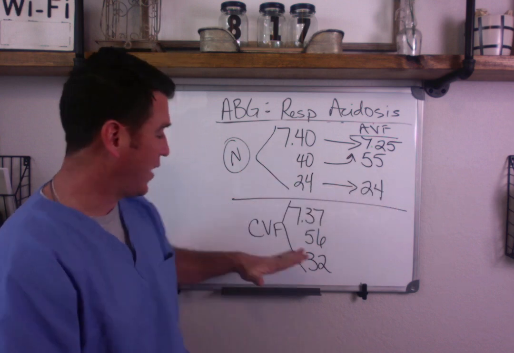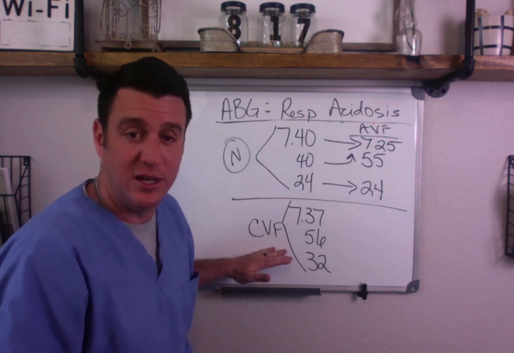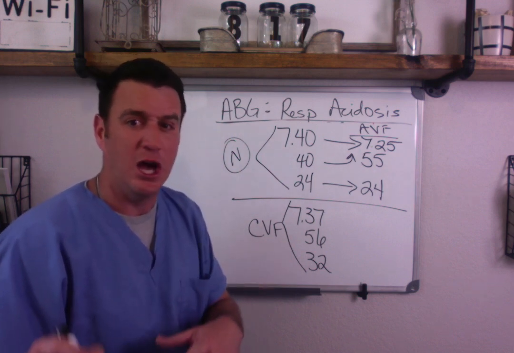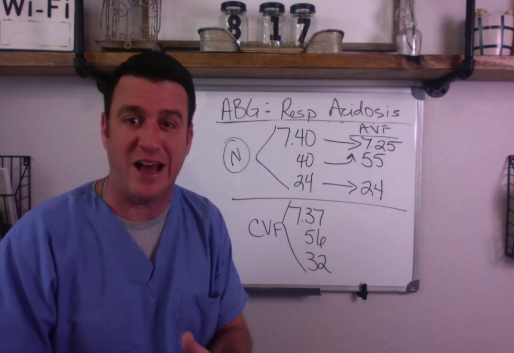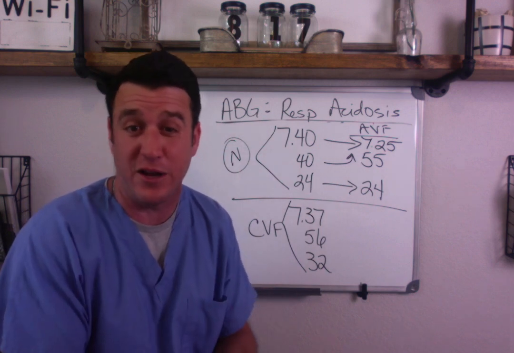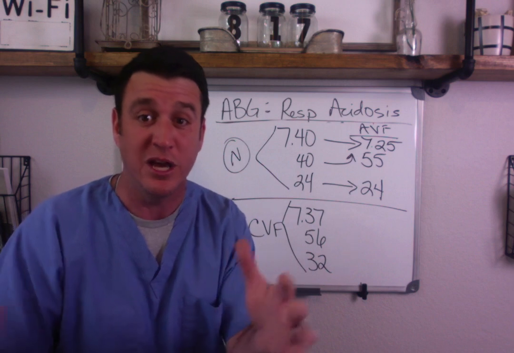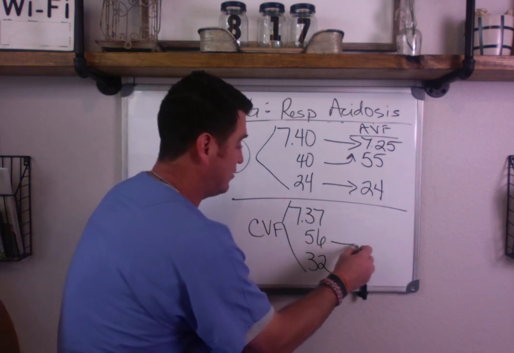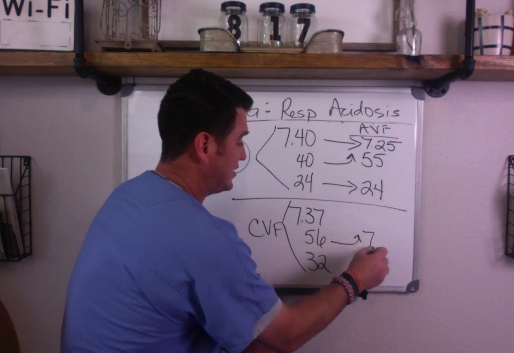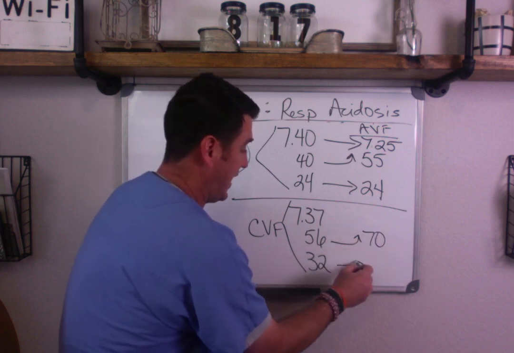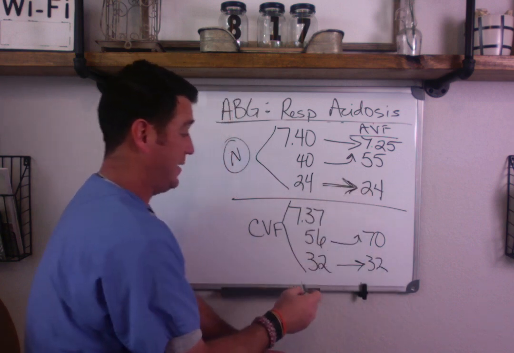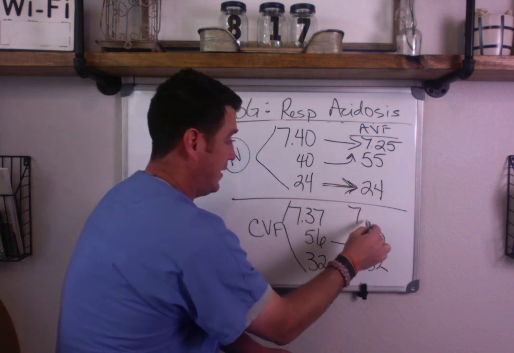What happens when the chronic vent failure goes into acute vent failure? Same thing, but just with different normal values. And you don't know really what their normal values are unless you have a tracked history of normal day-to-day blood gases. So all we know is that their CO2 goes up. Let's just say to 70. Their bicarb stays the same. That's what happened up here. Bicarb stayed the same. CO2 went up. And pH goes down.